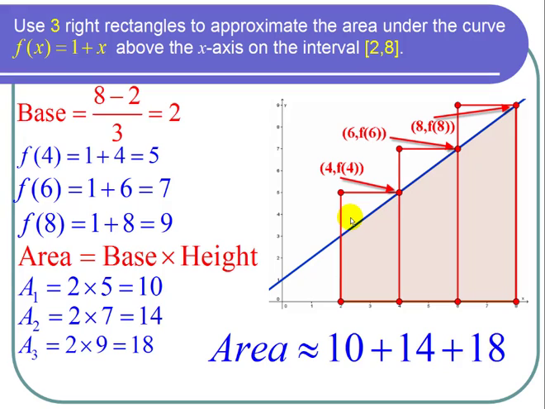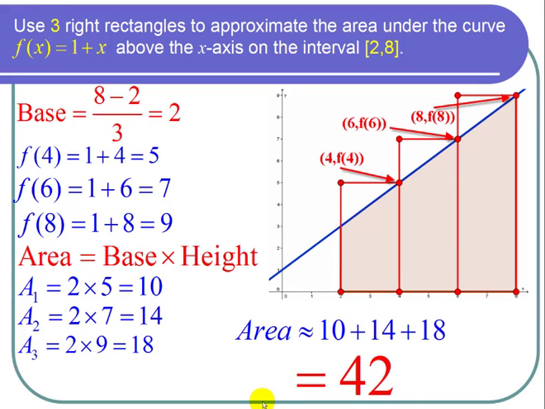Now notice that we are actually going to be larger than the actual area because these rectangles are higher than the curve. So our final answer is 10 plus 14 plus 18 is 42. And that is an approximate area under the curve between 2 and 8. And I'm done with the problem.